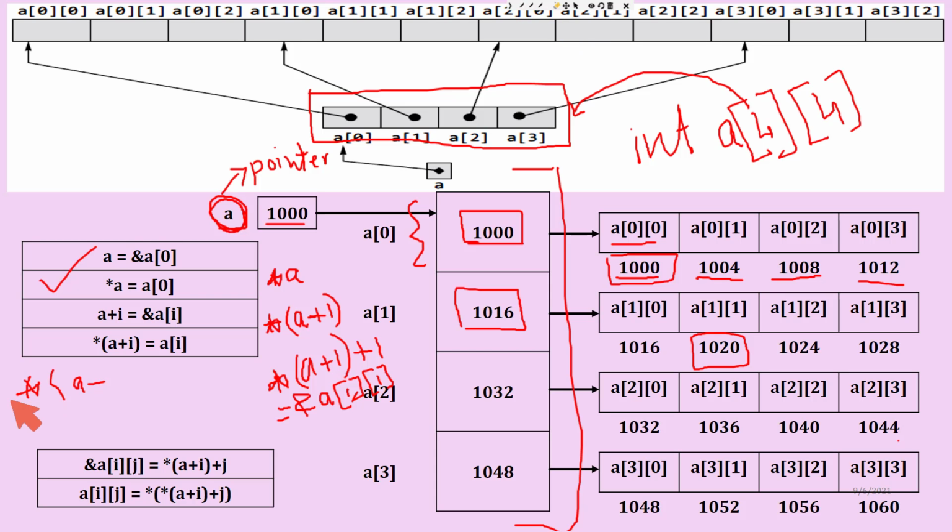One minute, I can't write it neatly. Star A plus 2 plus 3.